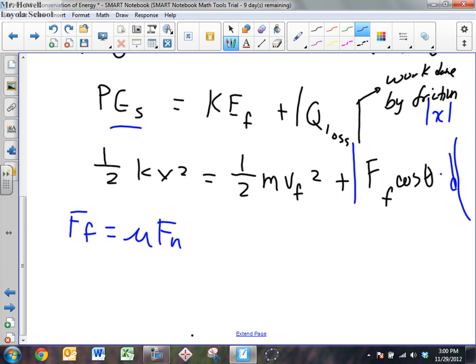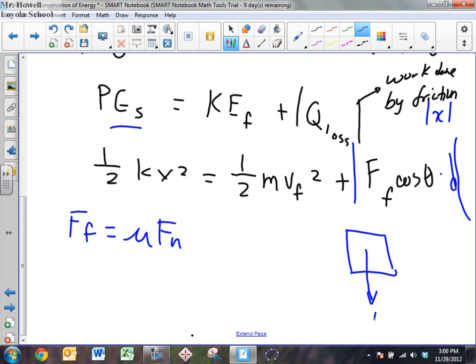Which way does Fn act? Up and down, right? Fn always acts up and down. So what's Fn in this problem, Emmett? Well, since it's not moving up and down, the object would be N equals mg. Very good. Take a look.